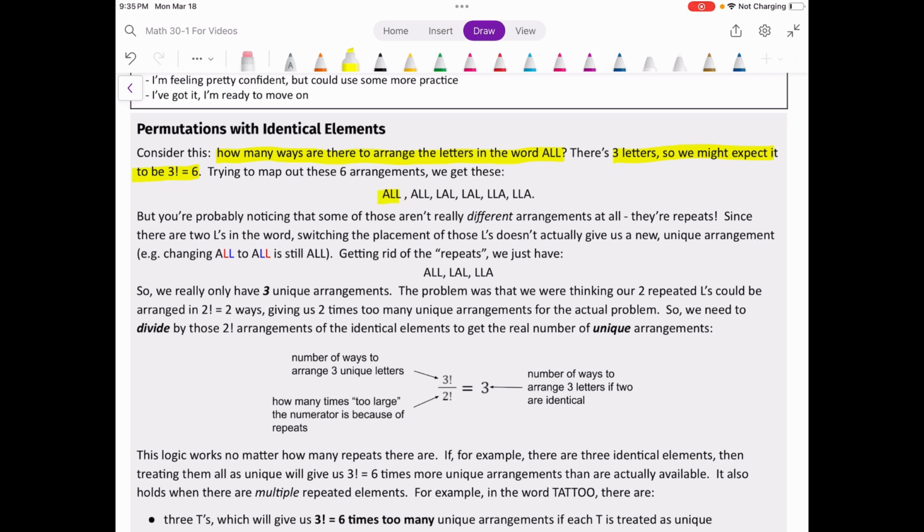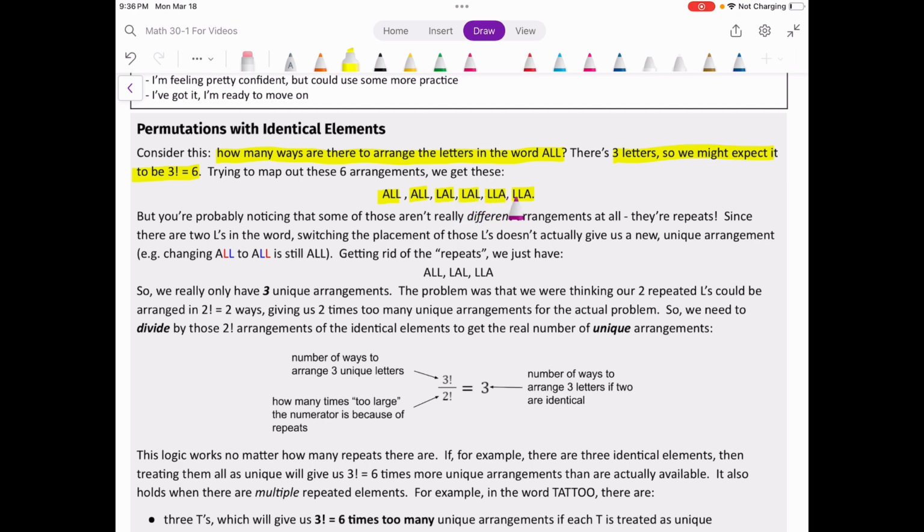A-L-L, and then I'm going to switch the 2 L's to get A-L-L. And then I'll put an L in the first spot, so L-A-L. And then again, I'll switch the 2 L's to get L-A-L. And then I'll do 2 L's in a row at the beginning, so L-L-A. And then I'll switch those 2 L's to get L-L-A, right? Now you're probably noticing not all of these are actually different arrangements, right? They're not actually distinguishable from each other.